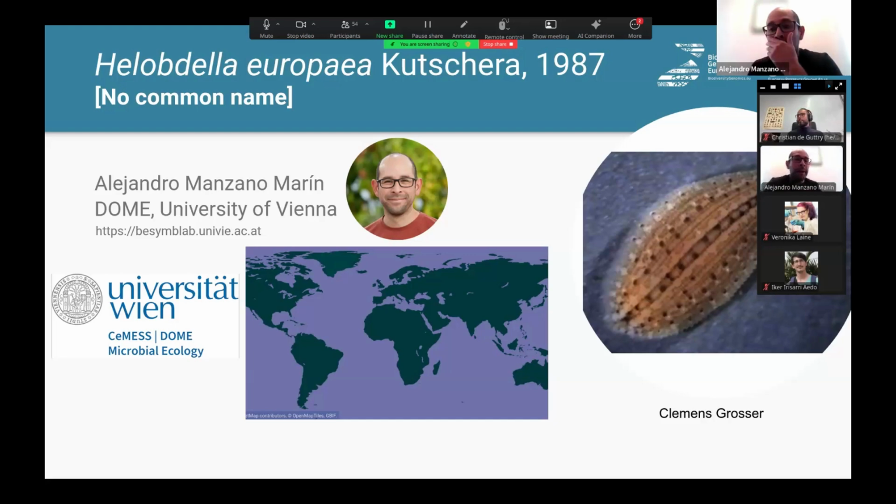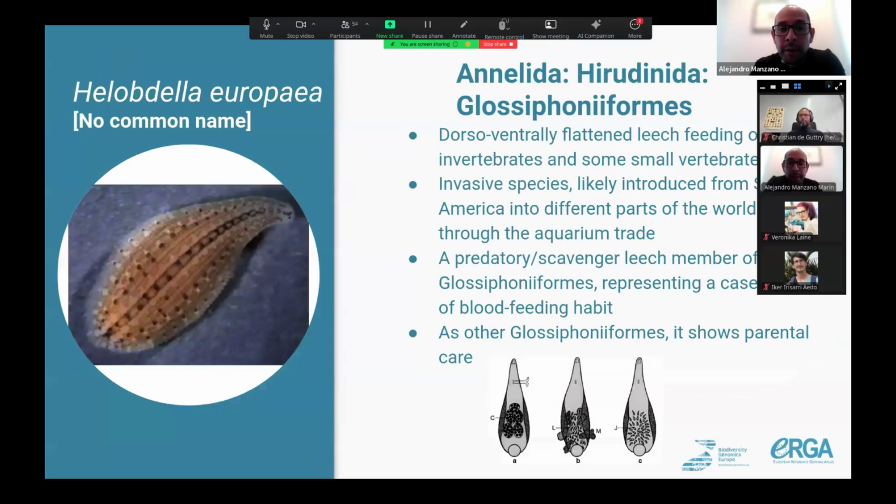Helobdella europaea is this nice leech that you see here to the right. I put just a map of the world because this is actually an invasive species which has a very wide distribution that we're still yet to uncover. Every year or so, a couple more papers show that the species is being recorded from a new place in the world. So it's probably very widespread worldwide. So who is this leech?